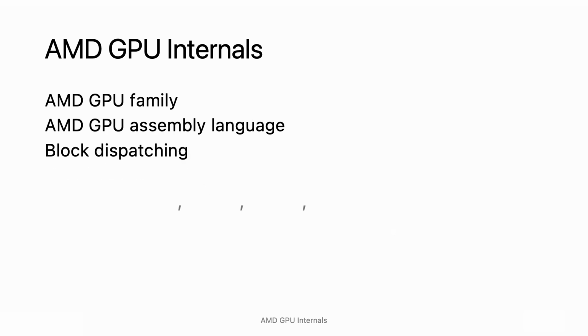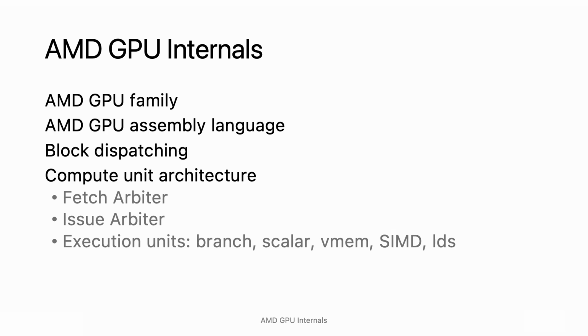In the fourth video, we introduced the compute unit architecture. We talked about the fetch arbiter, the issue arbiter, and different execution units: the branch unit, scalar unit, vector memory unit, SIMD unit, and LDS unit.